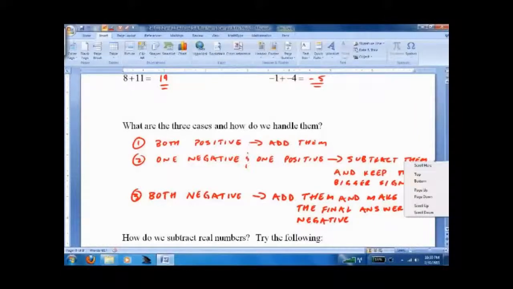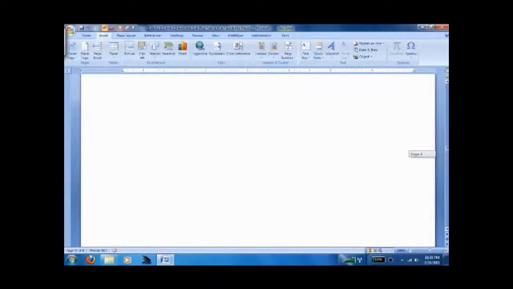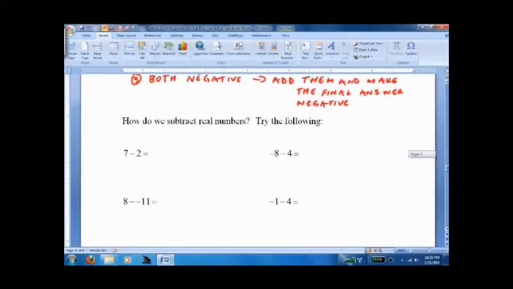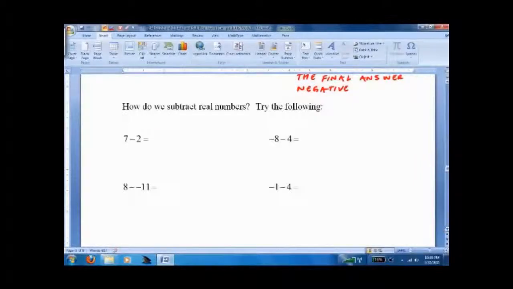So that's how to add them. Now, how do we subtract real numbers? Well, let's try the following. We basically do the exact same thing, except first change the sign. So here, if the sign is negative, make it positive and put a negative here. Here the sign is negative, make a positive, put negative here. Here the sign is negative, so make it positive, and then switch the other one to positive also. Here it's negative, so we go positive, negative here.